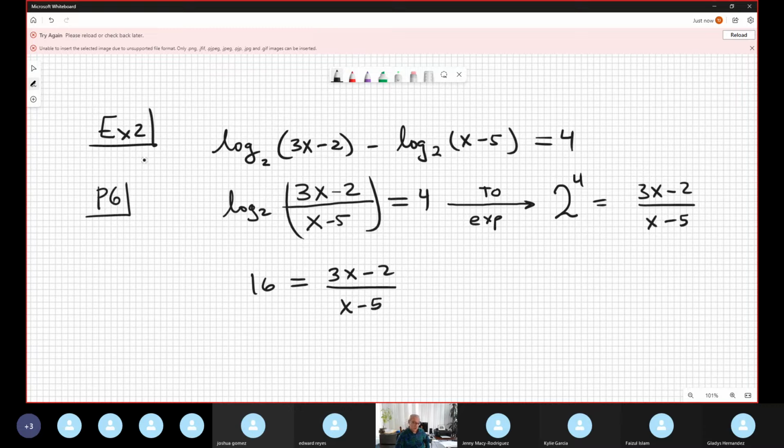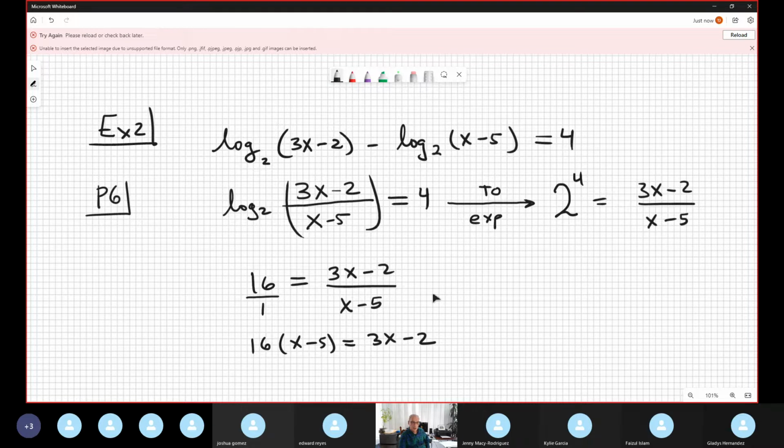Depending on the problem, the solution of this is not 100% equivalent to the original. Therefore, verification is mandatory. But this is linear, and linear is easy because it gives only one solution. I suppose it's okay, but I never suppose. I apply cross multiply: 16 times x minus 5, and 1 times 3x minus 2, which is just 3x minus 2.